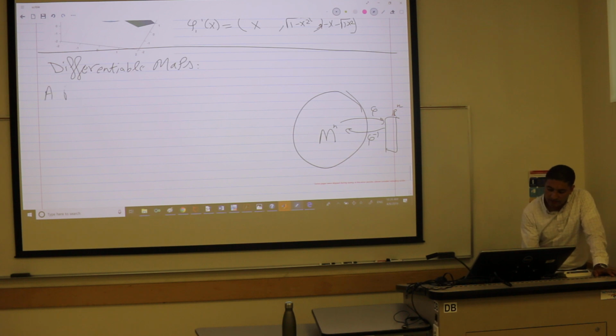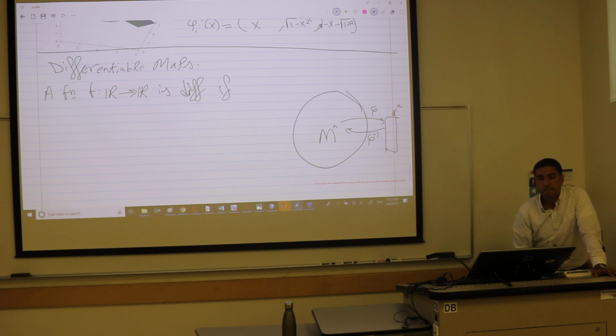A function f from R to R is differentiable when? Differentiable if what? If the limit, differentiable at x, say, right? F of x plus h minus f of x divided by h, limit as h goes to 0.